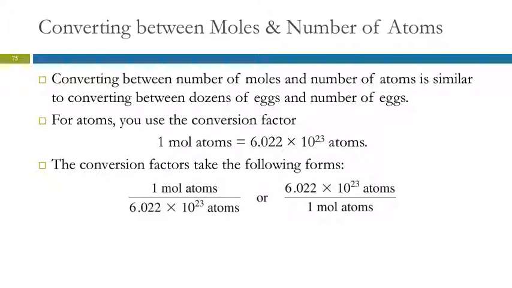So just like we can use dozen to convert between numbers of eggs and dozens of eggs, we can use the mole, Avogadro's number, to convert between number of atoms and moles of atoms. So we have this relationship, 1 mole is equal to Avogadro's number, 6.022 times 10 to the 23rd atoms. That's going to be a very useful conversion factor. We can write it this way, 1 mole of atoms over Avogadro's number of atoms, or we can put Avogadro's number on top and 1 mole on the bottom.